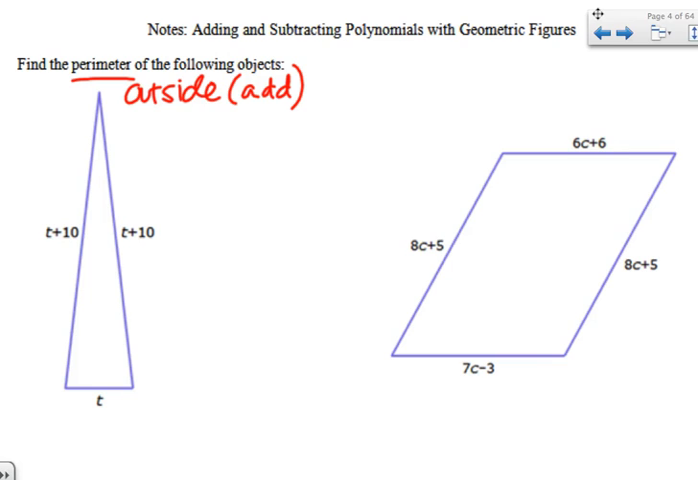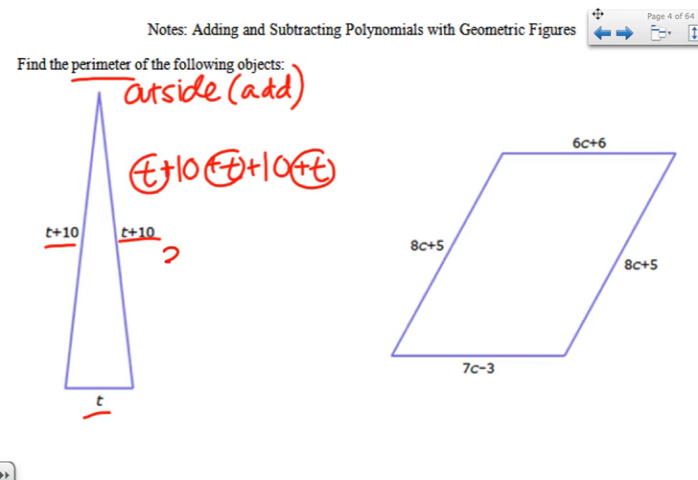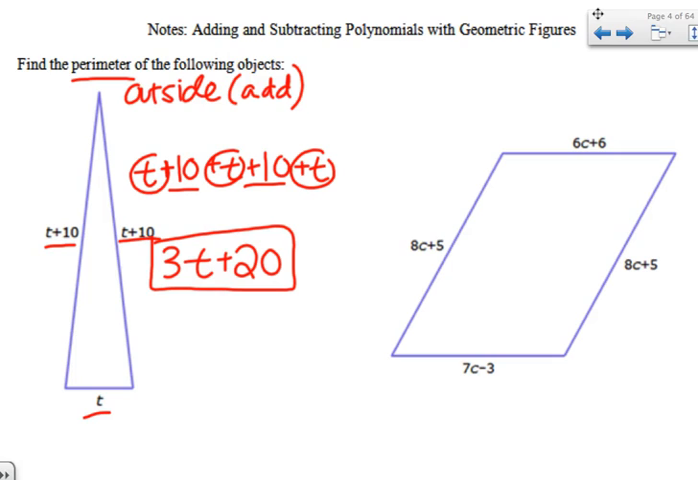So if I wanted to find the perimeter of this triangle over here, if you wanted to do it the mathematical way, you would say t plus 10 plus t plus 10 plus t. And then you would combine like terms and see that you have 3 t's, and that you've got 2 10s, which would give you 20, okay? So 3t minus 20 would be the expression for finding the perimeter.